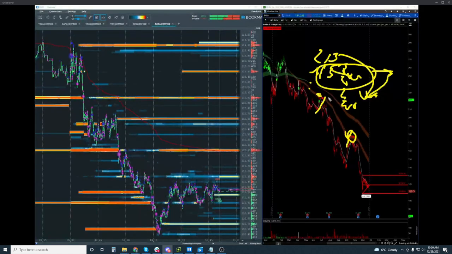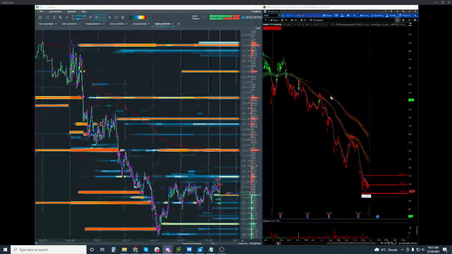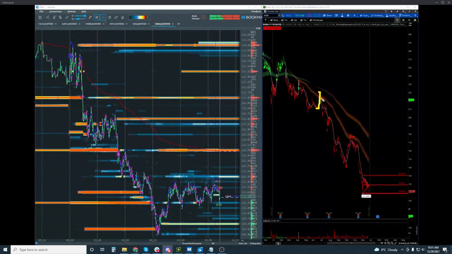And how do I calculate my targets? Okay, so let's say that the distance over here from this previous relative high, relative low, to this previous relative high, in this case, let's say it's around $30. Okay, then I will measure the same distance from here to the first drop.